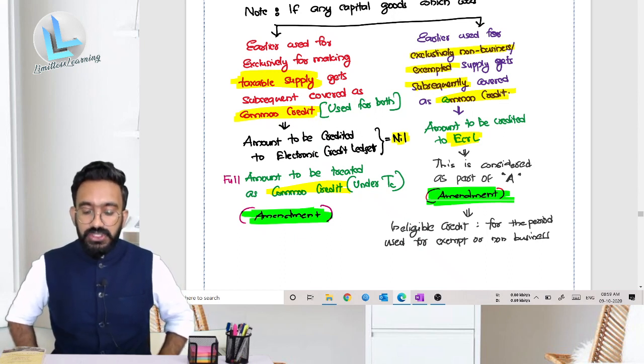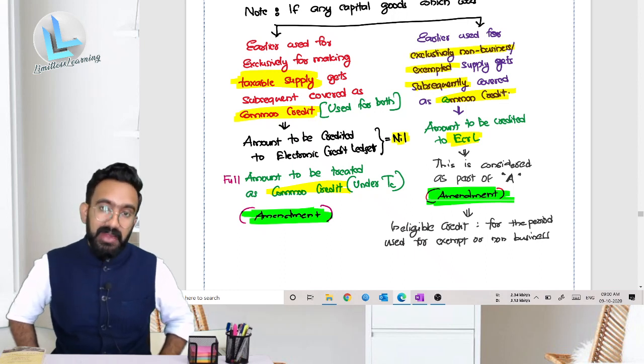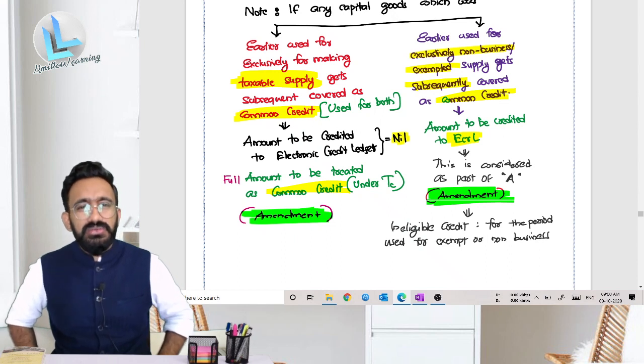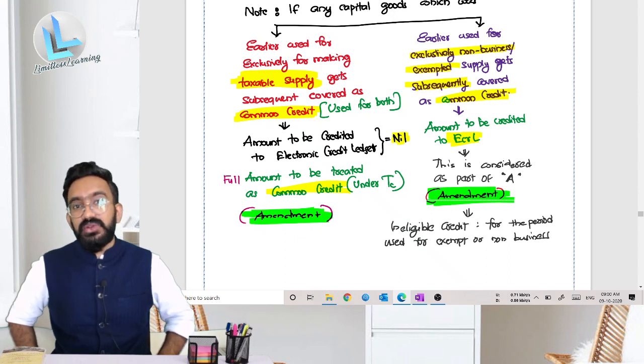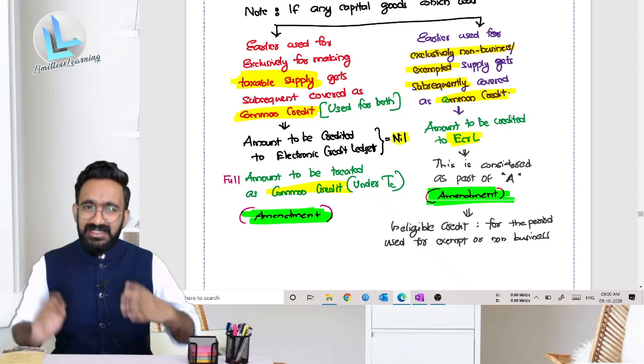Then earlier, which is used for exclusively non-business or exempt supply, gets subsequently covered as common credit. The amount credited to electronic credit ledger will be the total amount again. That will be considered to be part of A. Then I'll give full amount credited to electronic credit ledger as well as full amount will be part of common credit. But there is a portion which I'll have to call it as ineligible credit and add back, which is called as TIE. So there's a new term they have introduced. Okay, so this is the case of exempt supply being subsequently covered as exempt and taxable. In such cases, you have to reverse the credit and then give full amount as electronic credit ledger, then do the apportionment for 60 months, and this is a little confusing for you.